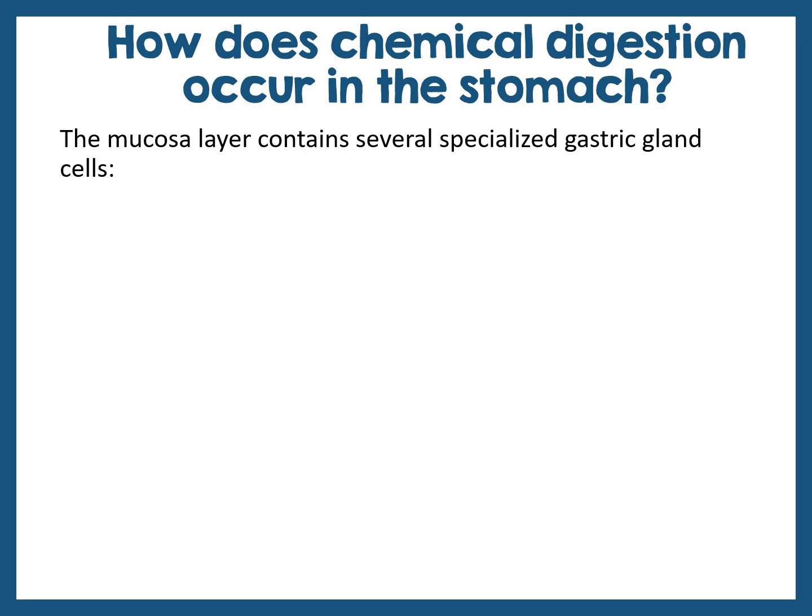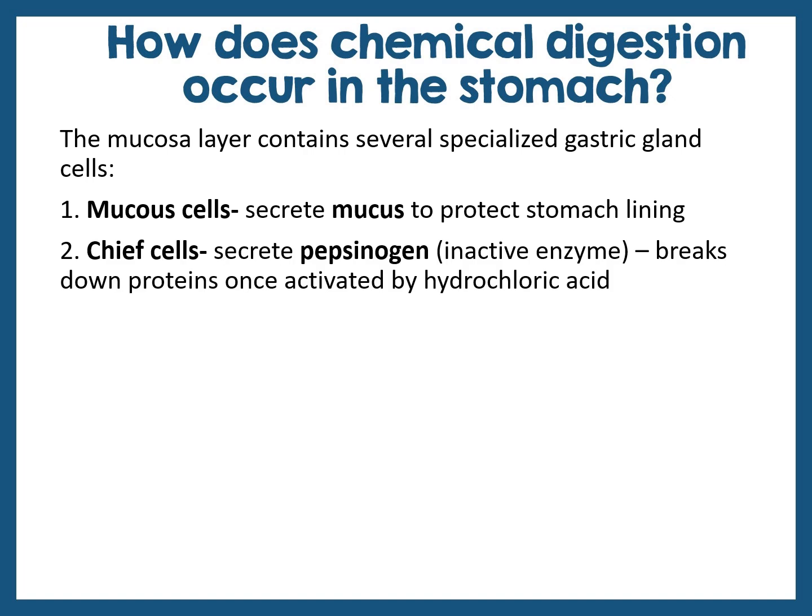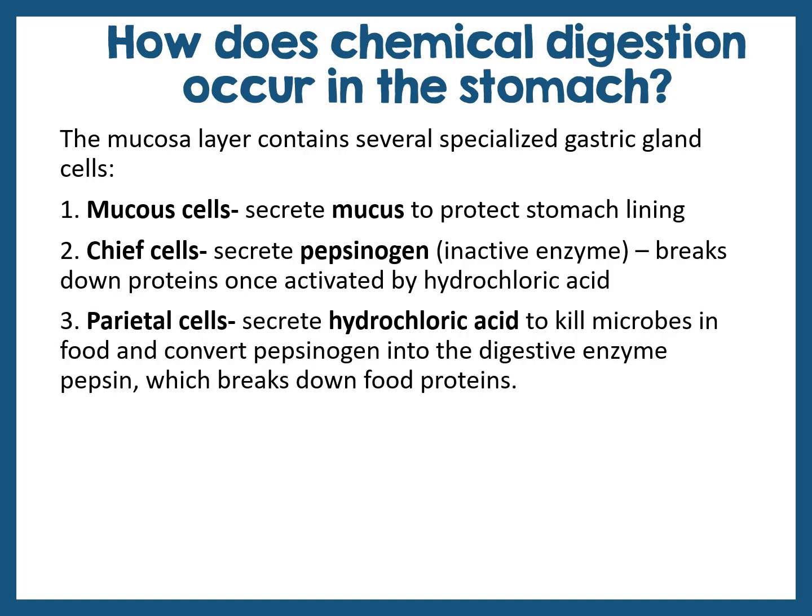So the mucosa layer also has a lot of specialized cells within it. And these cells are called the mucus cells, the chief cells, and the parietal cells. These cells all secrete substances. The mucus cells will secrete mucus that protects the stomach lining. Our chief cells will secrete pepsinogen and a lipase.